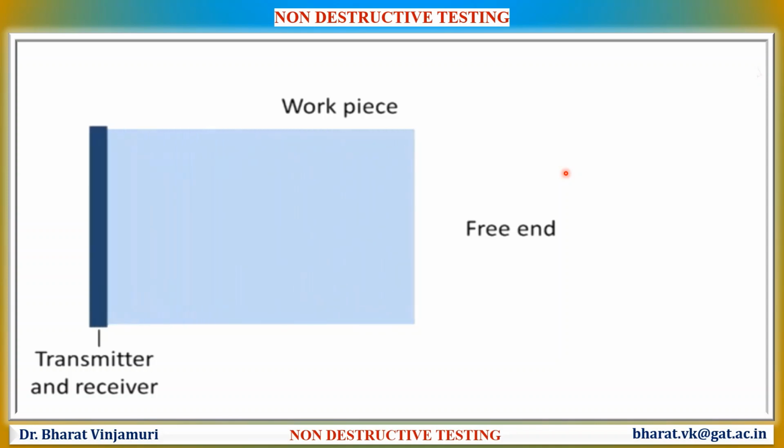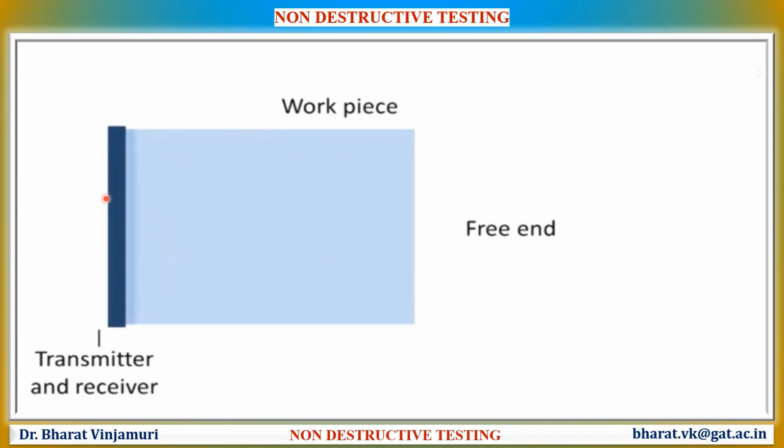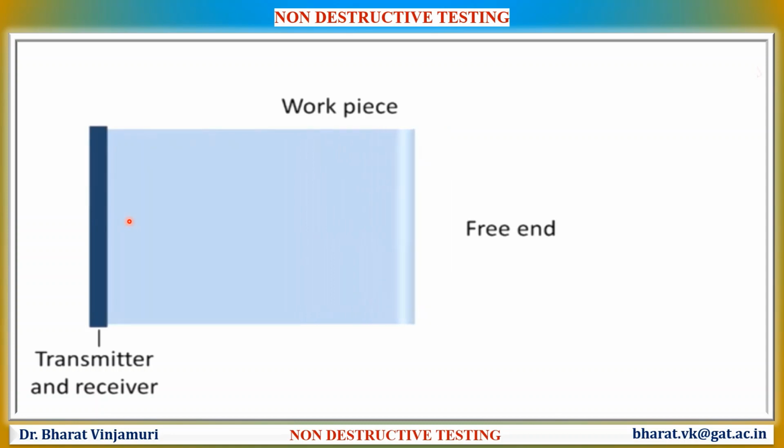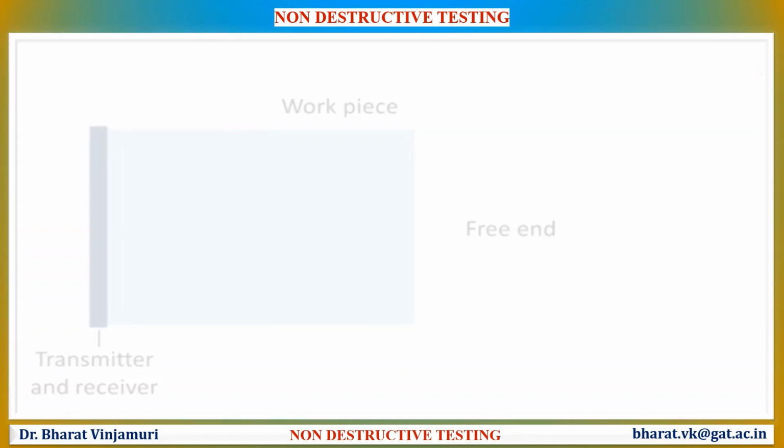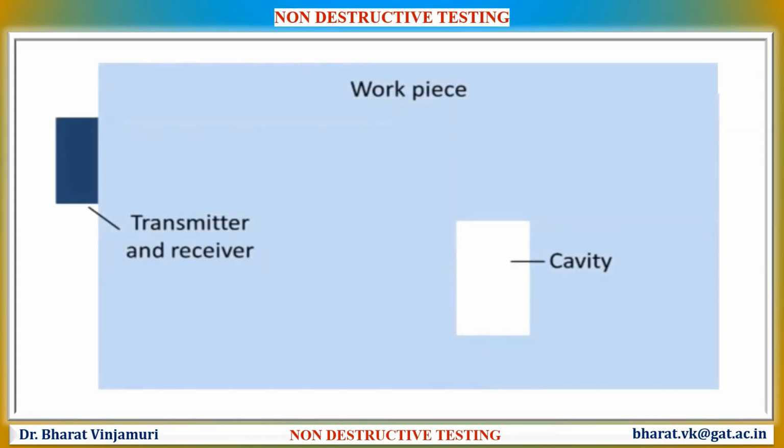If a sound wave is generated at one end of the workpiece, it will travel through the material with its speed of sound. At the free end of the workpiece, the sound is reflected, which then travels back to the receiver. Ultrasonic testing of workpiece. The transmitter is also called a transducer or probe.